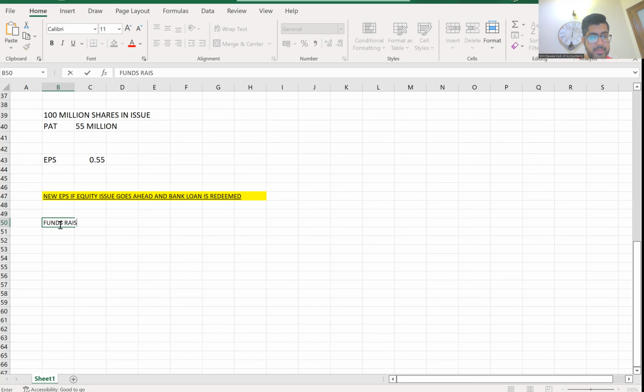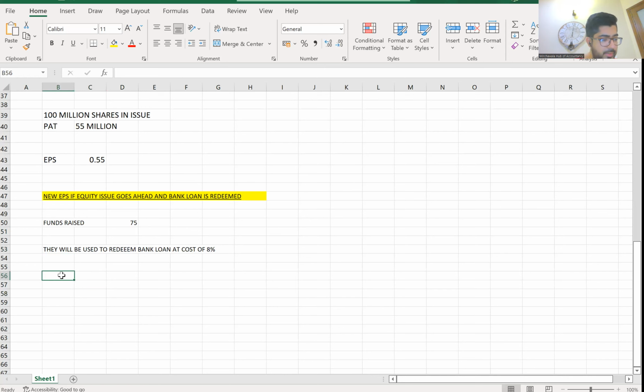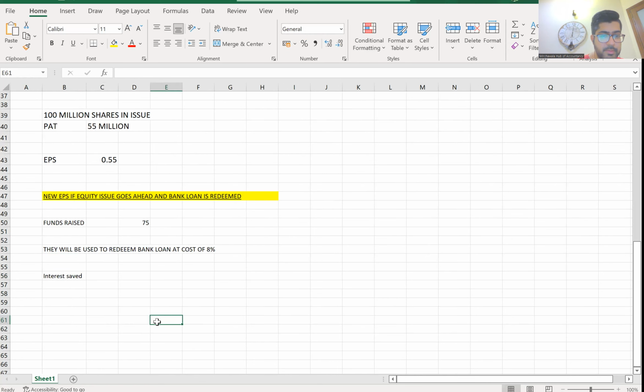Funds raised. How much are the funds raised? 50 million shares are being issued at a price of 1.5. That means funds raised are 75 million. They will be used to redeem the bank loan at a cost of 8%. So this will create interest saved. So what is the interest saved?